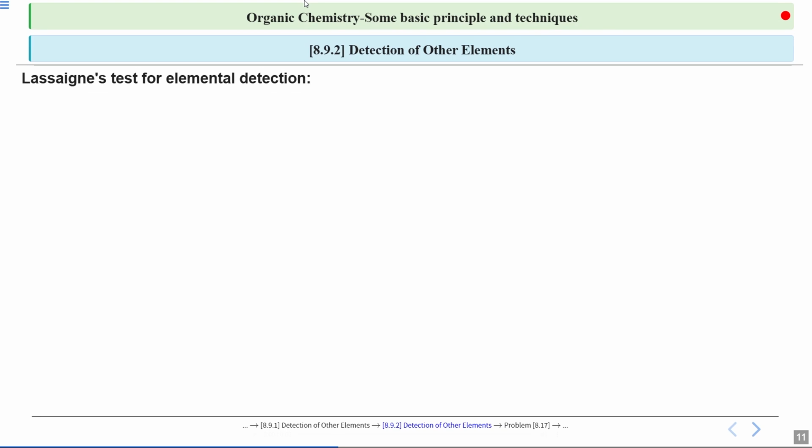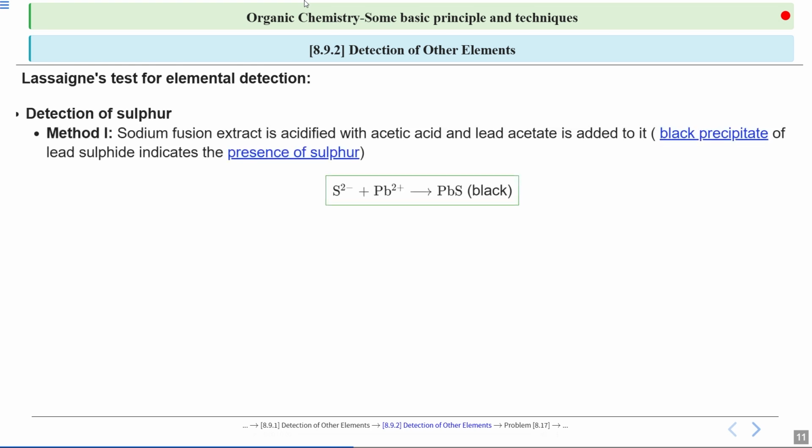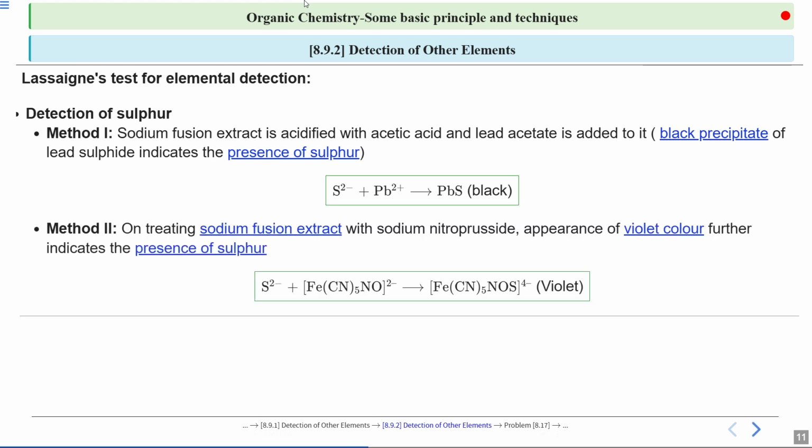Now we are going to study this test, which is a method used to detect other elements like sulfur in an organic compound. To do this, we treat the sodium fusion extract with acetic acid and lead acetate. If a black precipitate of lead sulfide forms, then it indicates that sulfur is present in the given sodium fusion extract.